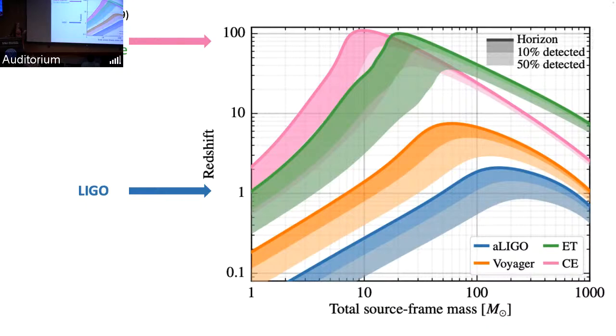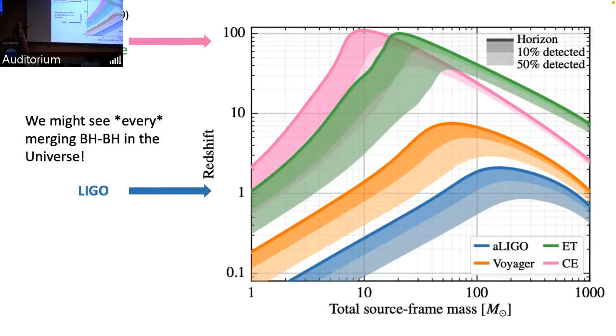And excitingly, if you don't understand what this means, it's actually going to detect every single merging black hole in the entire universe. We don't have to worry about selection functions or biases. This will be a complete survey of every single stellar mass black hole that's colliding in the universe. It will see it if it's out there, which I just think is truly amazing.